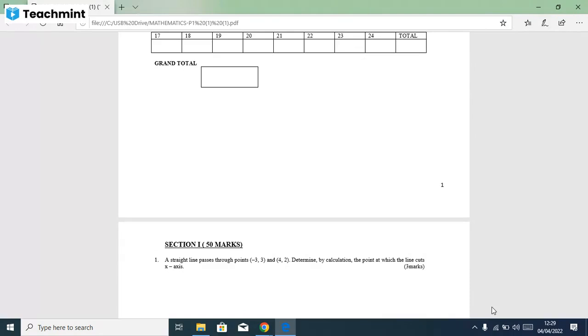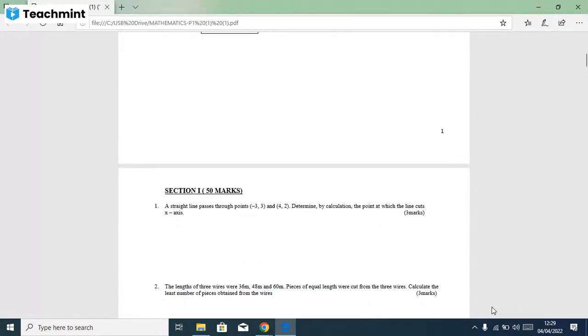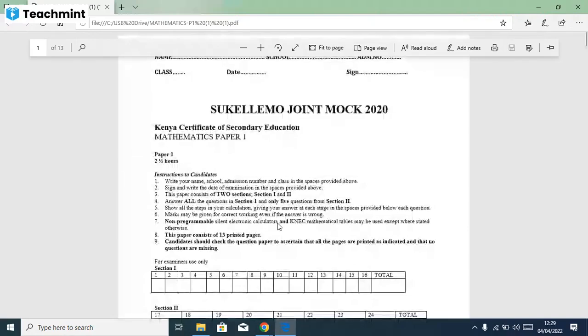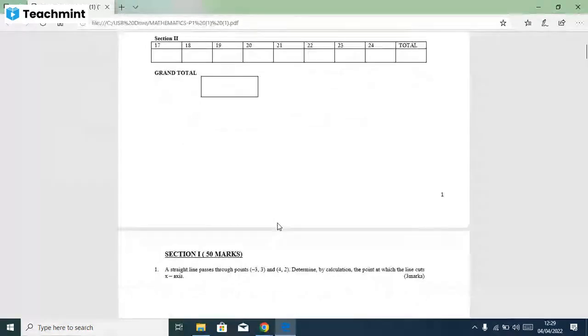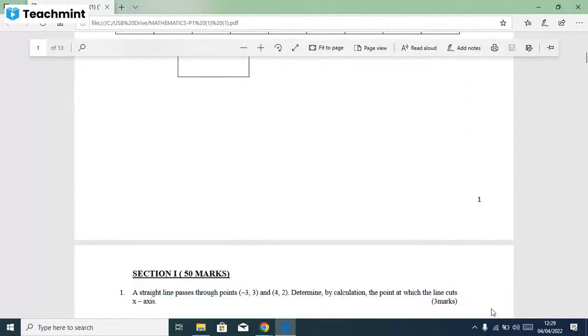Okay. Read the question. A straight line passes through points (3, 3) and (4, 2). Determine by calculation the point at which the line cuts the x-axis.